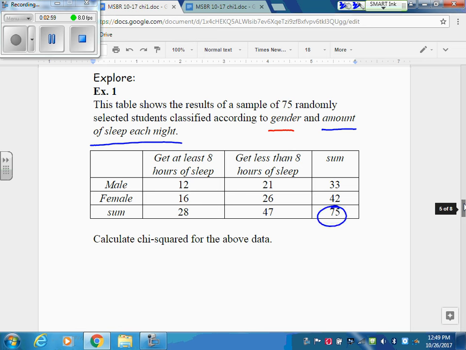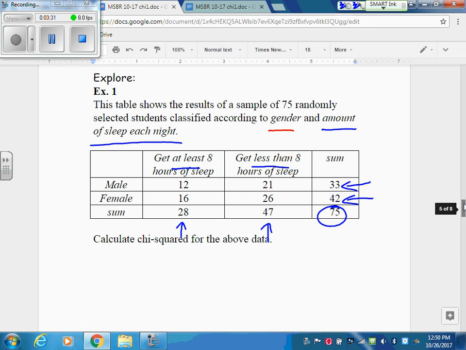Now, of those, we had 42 that were female. We had 33 that were male. We can also see that we had 28 people who got at least 8 hours of sleep, meaning 8 or more hours of sleep. The least would be 8. And then we have 47 who had less than 8 hours of sleep. And so we've got all of these different classifications going on. The amount of sleep, more or less than 8, and then whether we're male or female. And we're counting up the amount of each of these things.